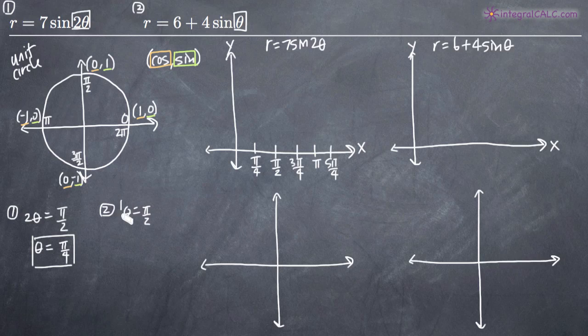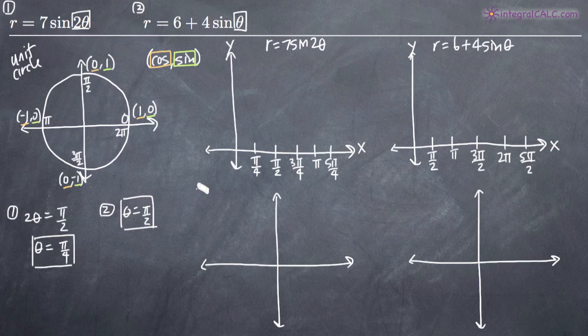For equation number 2, we're going to mark off the x-axis in increments of pi over 2. So we'll have pi over 2, then pi, then 3 pi over 2, and then 2 pi. Right, and we could keep going. We would get 5 pi over 2, etc. So we're just going to mark off the x-axis in those increments. That's the only reason we do it.